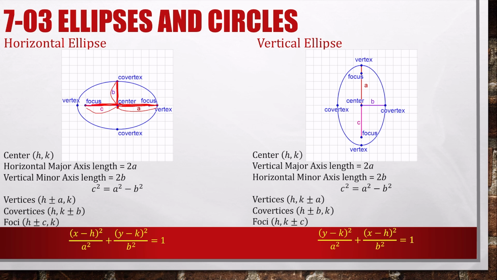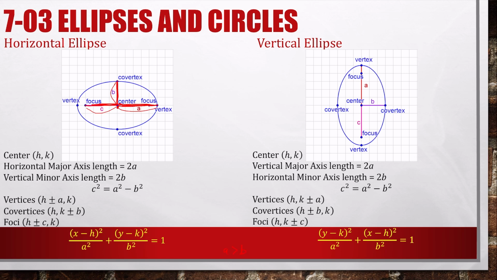If we make it vertical, the x and h change a little bit, but it's the a, the b, and the c that have flipped. So the vertices, instead of the a being in the x, now we're adding it to the y. Covertices, instead of b being in the y, we're putting it in the x, and so on. And in the equation, the x minus h traded places with the y minus k. In both cases, a is bigger than b.